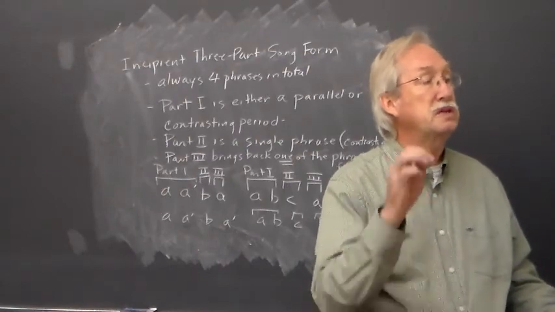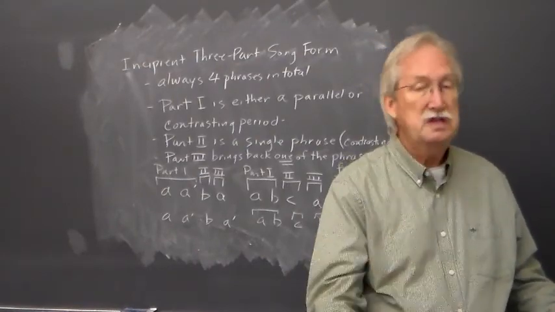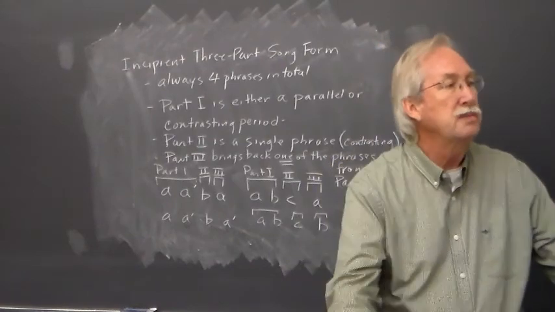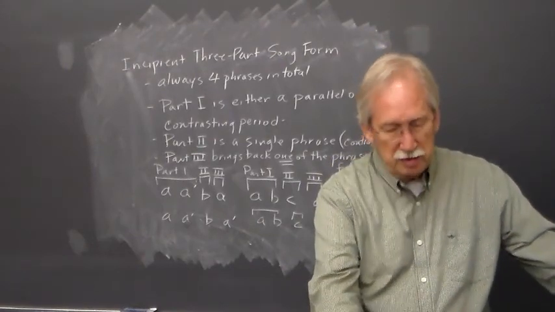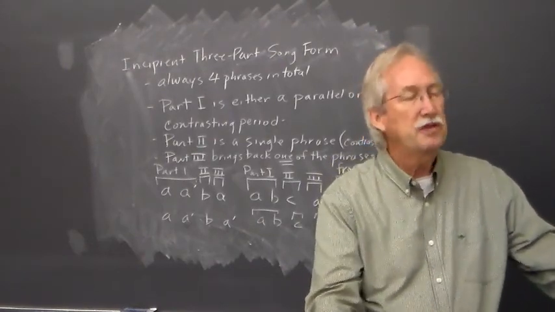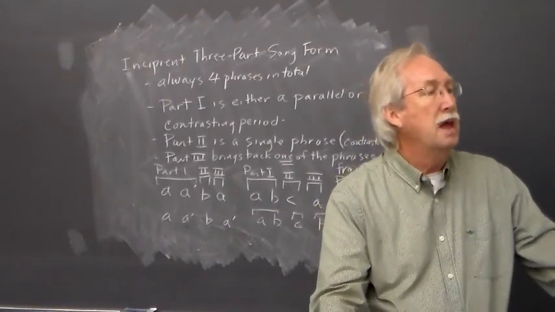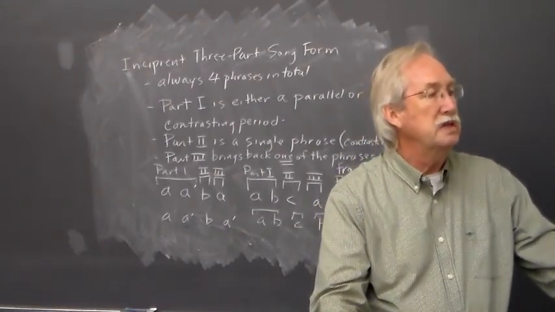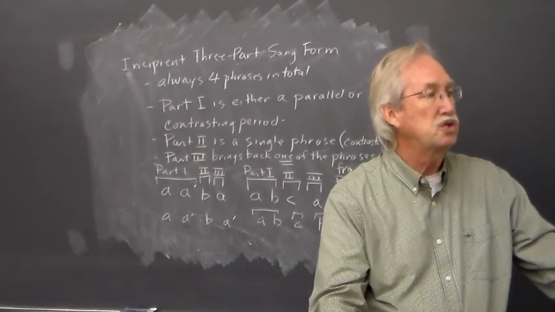All right, number 9 now is an example of enlarged three-part song form. And so this is from the Scenes from Childhood of Robert Schumann. And this particular movement is called At the Fireside. And this is in F major. It's a short piece.